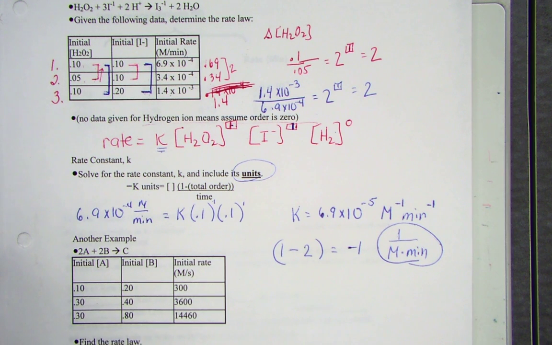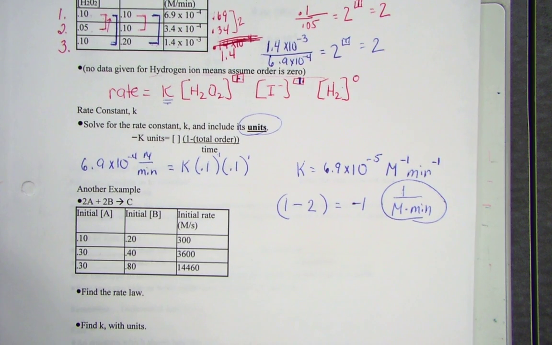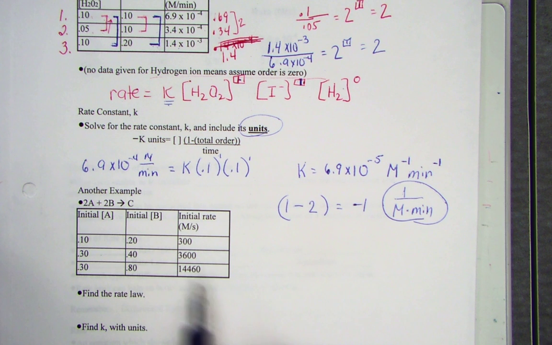Pause here, take a look at the next example. Take a really close look at the data table and work to find a rate law. How does changing the concentration of A and B affect the rate? Are they first order? Are they second order? Work it out for a little bit and start the video again when ready.